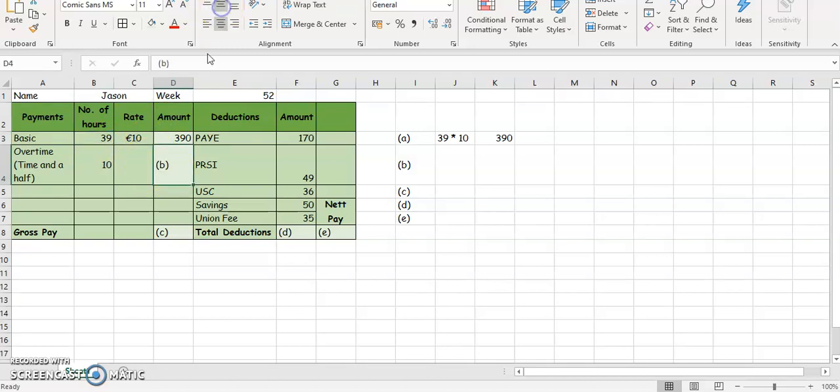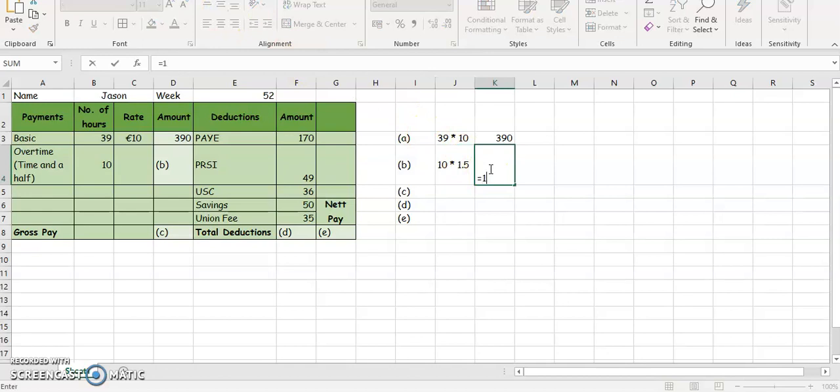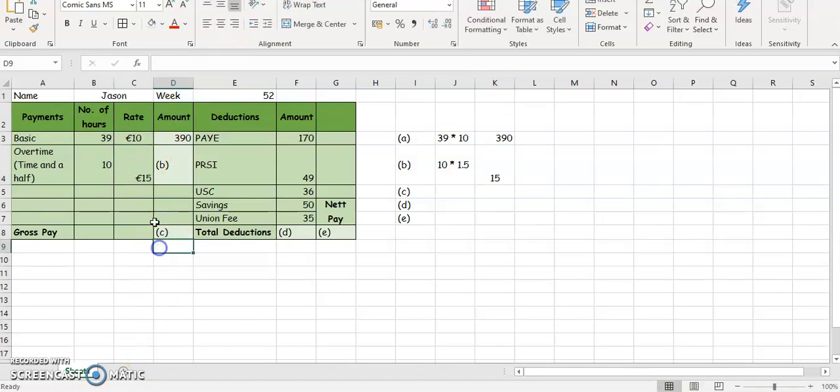The second thing we need to find out, B, is his overtime rate. It tells us that 10 is time and a half. So first of all, we need to find out his overtime rate. It's 10 multiplied by 1.5, because 1.5 is always time and a half. You're going to get 15 euro. So his overtime rate is 15 euro. For every hour he works overtime, he's going to get 15 euro.